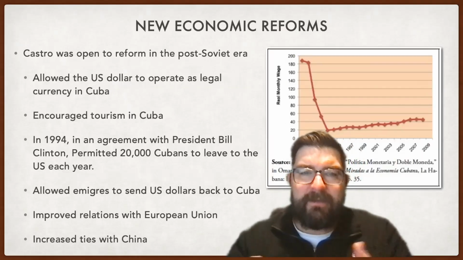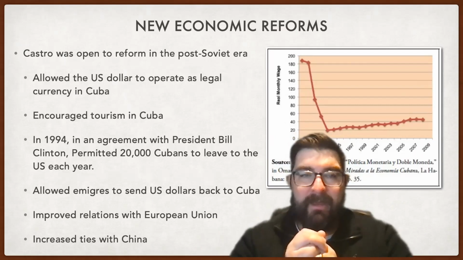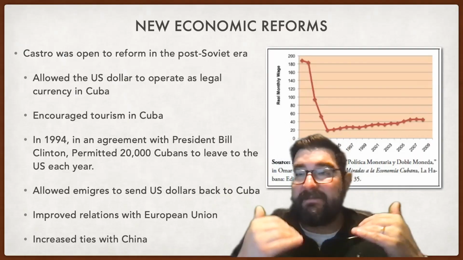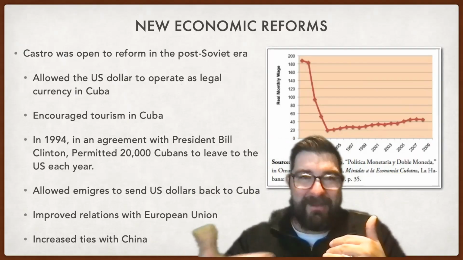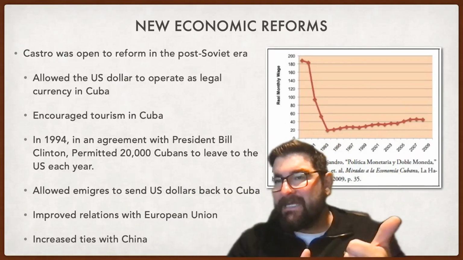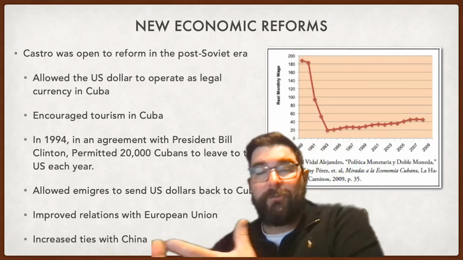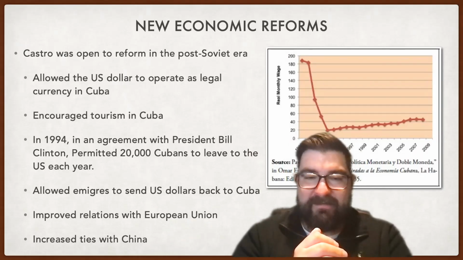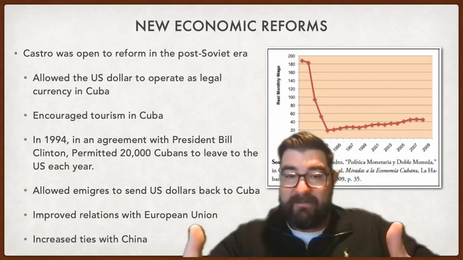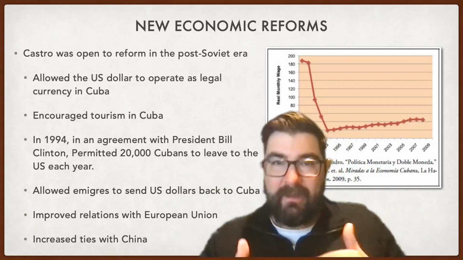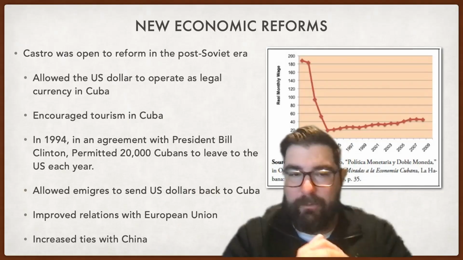Following this special period, Castro would again be open to some reform in the post-Soviet era. He allowed the US dollar to operate as legal currency in Cuba. He encouraged tourism, especially wealthy Americans and others, to come into Cuba. In 1994, Fidel Castro and American President Bill Clinton agreed to allow 20,000 Cubans a year to leave Cuba to the United States. And this, he hoped, would lead to Cuban emigres sending their dollars back into Cuba to help bring American money into the Cuban system. This previously was illegal, now it was permitted.